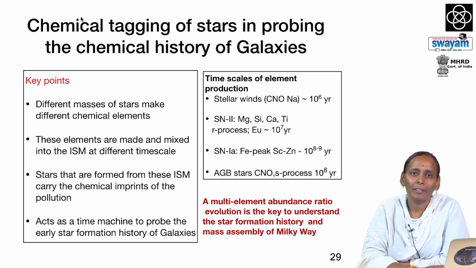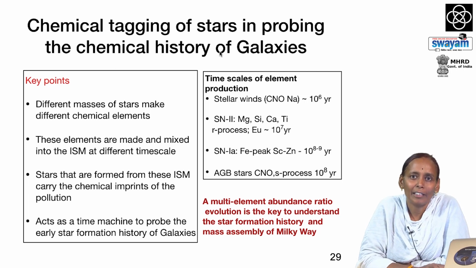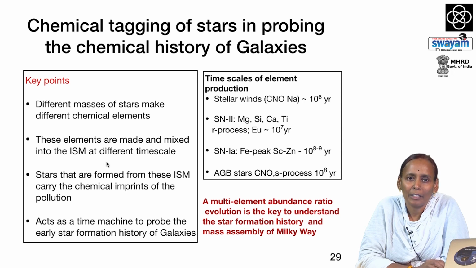So again, to summarize the chemical tagging of stars and probing the chemical history: the key point is that different masses of stars make different chemical elements, and these elements are made and mixed into the ISM at different time scales. Stars that form from this ISM carry the chemical imprints of this pollution, and hence these stars act as a time machine to probe the early star formation history of galaxies.